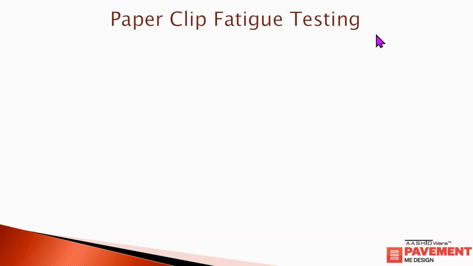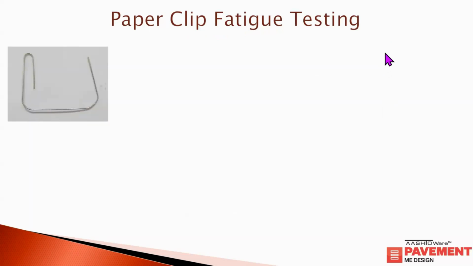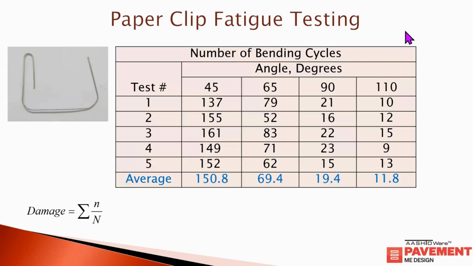And just to give you a simple example, kind of how this works real quickly, if we have a paper clip and we go ahead and decide to bend it at different angles and try to figure out how many times we can bend it, return it to its original position, bend it again, return it before the end just snaps off, we can do that. And it's not going to be the exact same number every time, but we can accumulate enough tests, take the average of those, and then use that as the basis for the performance model.